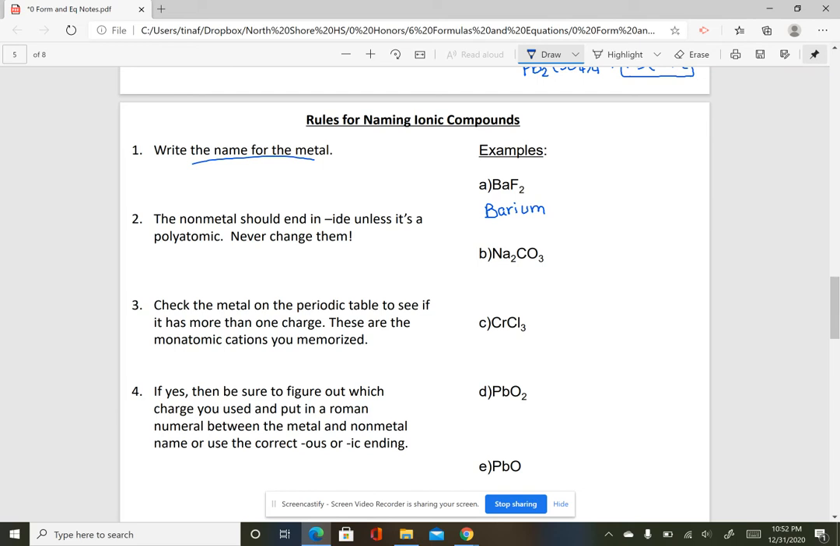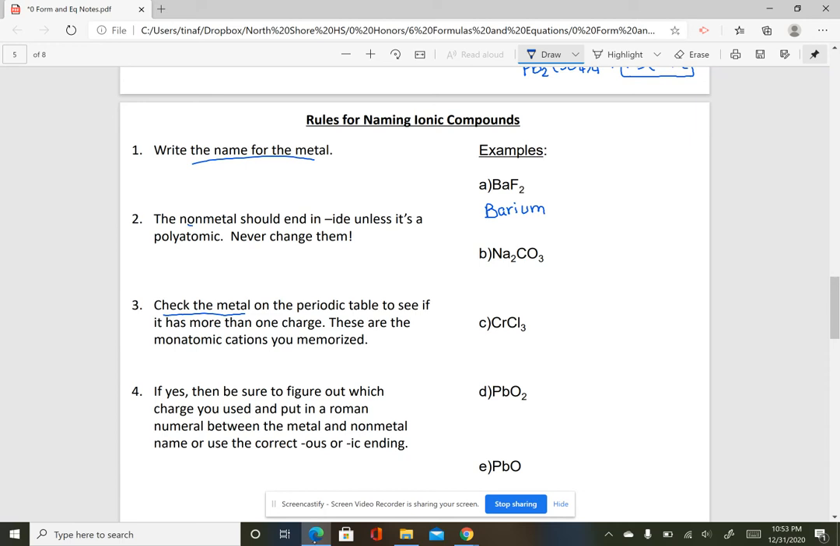I'm going to skip to number 3, just so that we know if we need to leave a space or not. Look at where barium is on the periodic table. See how it's in group 2? So all of the group 2 metals can only have a +2 oxidation state. They don't have multiple positive charges. So if the metal doesn't have multiple positive charges, then you don't need to worry about a Roman numeral when you're naming it. So here I'm not going to leave a space.